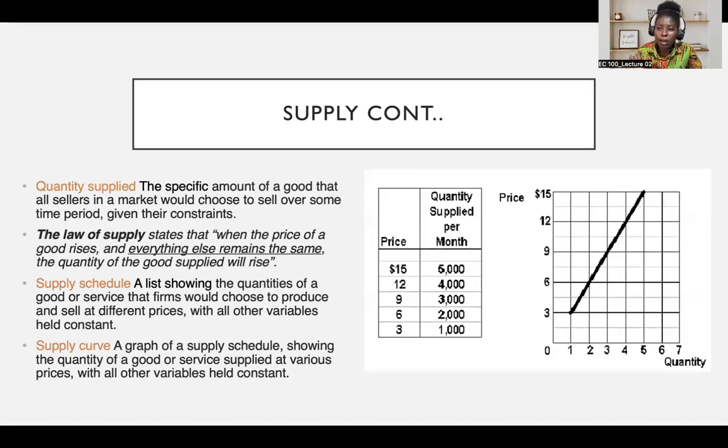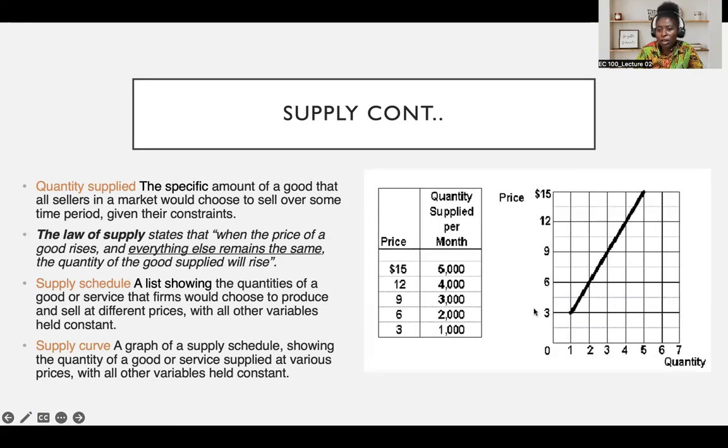I've said that. The law of supply now. As I've said, when the prices are higher, it's more profitable. So more quantity will be supplied to the market, or you sell more when the price is higher. So remember, ceteris paribus. It's a Latin term, ceteris paribus. What it means is that all things remain the same. Everything else remains the same. All other factors are the same. When the price of a good rises, the quantity of goods that will be supplied will also rise. So that is a positive relationship.